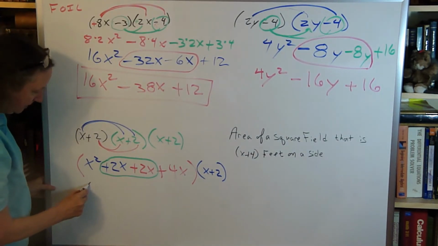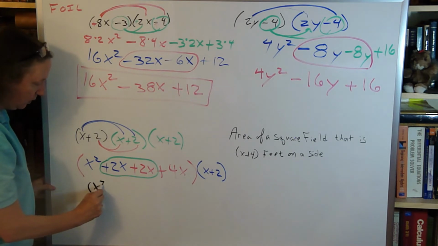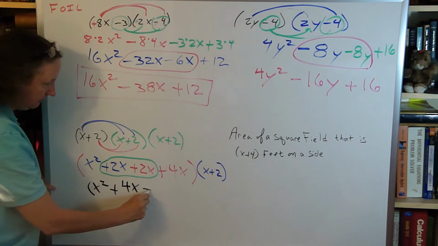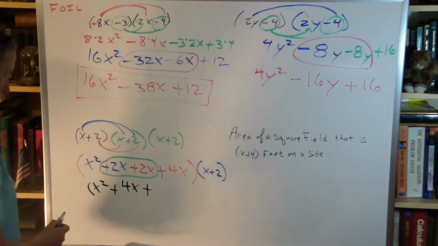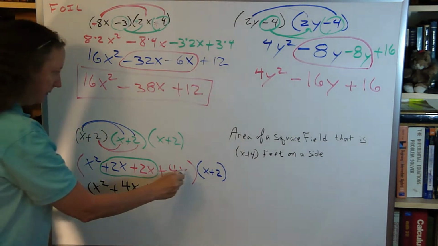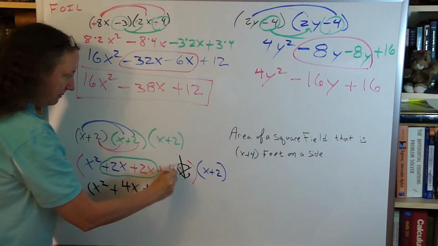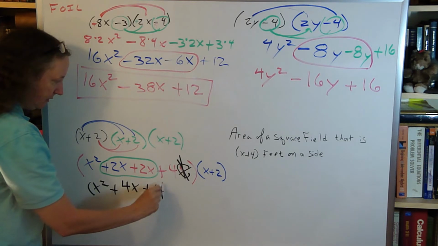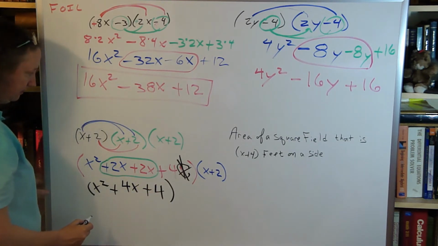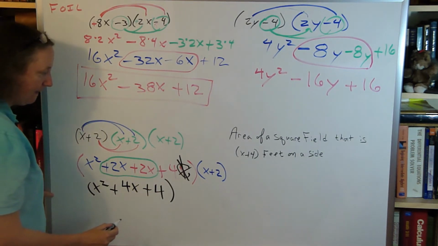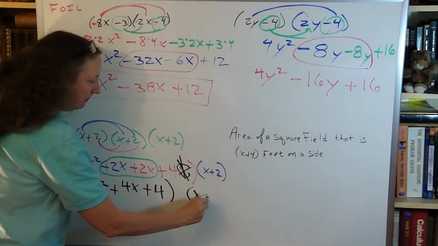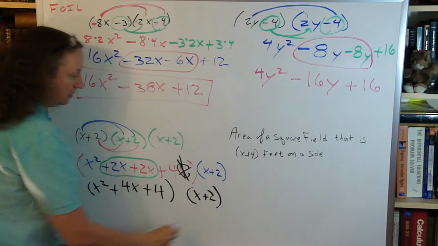So I have open parentheses, x squared plus 4x plus, and I have a mistake here. That should not be there. So that should just be plus 4. Close parentheses. And then I have my x plus 2 there.